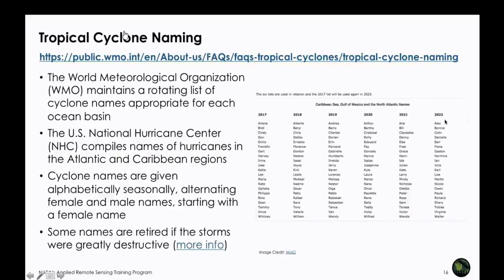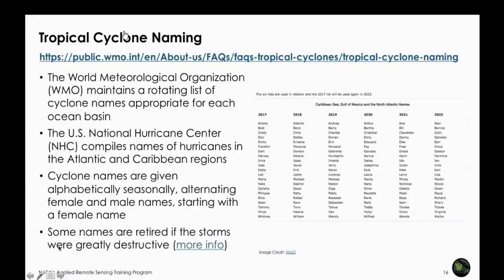And here's just a sample shown for the Caribbean Sea and Gulf of Mexico. Different names are given for different years, and they can be rotated after 6 years. For the US, NOAA's National Hurricane Center compiles names of hurricanes, and WMO uses that. Cyclone names are given alphabetically, and they alternate female and male names. Starting from a female name, as you can see, it's Arlene, Brad, Cindy, Dawn. So male and female names are given alphabetically throughout the season.